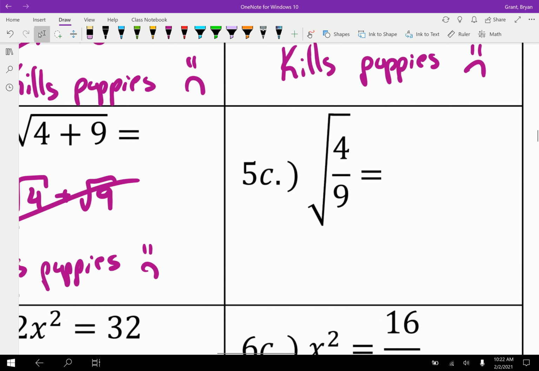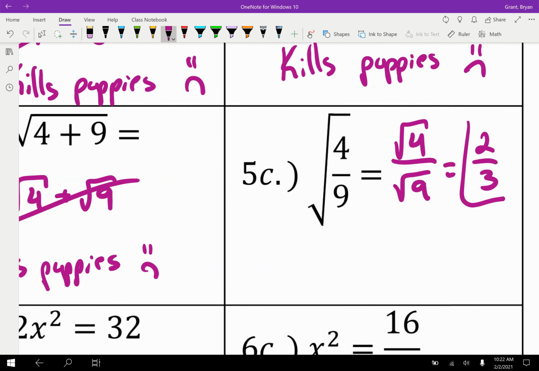But what about 5C? Oh, this is just division. You can distribute a square with division, so you can distribute a square root with division. And so we get 2/3. Squares and square roots have the same rules. Distribution is a good shortcut, but only with multiplication and division.